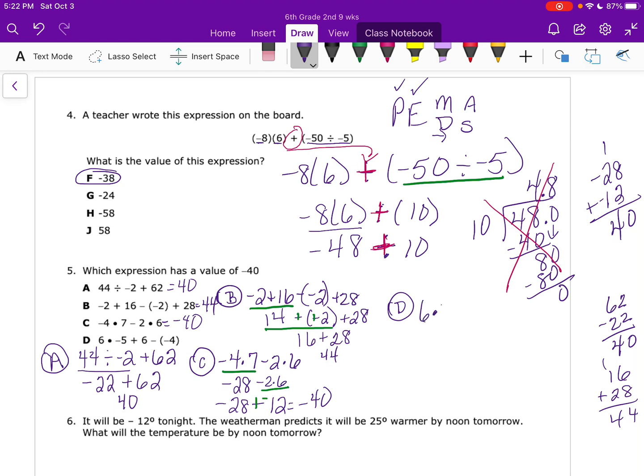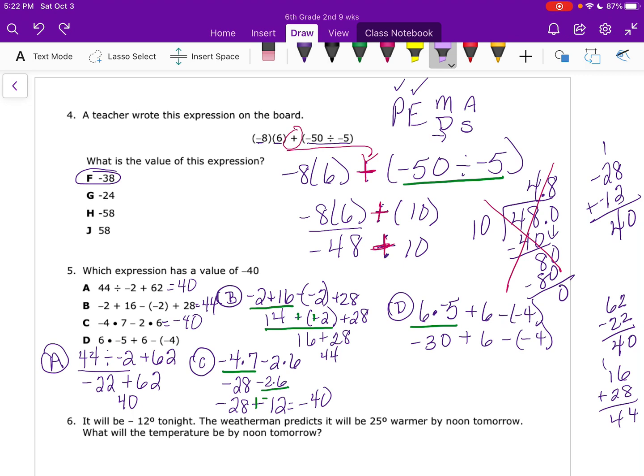Alright, D says 6 times negative 5 plus 6 minus negative 4. Okay, so we got to do our multiplication before our addition and subtraction. So 6 times 5 is 30. And it's going to be negative, plus 6 minus negative 4. Remember, these parentheses are just saying that that's a negative 4. It doesn't mean multiply, doesn't mean do first, because there's nothing inside. Just separating that out, saying that's negative 4.